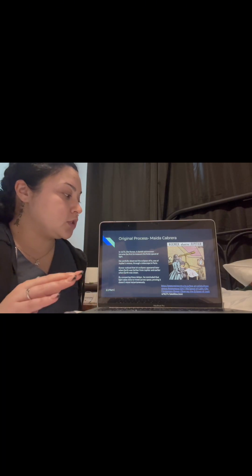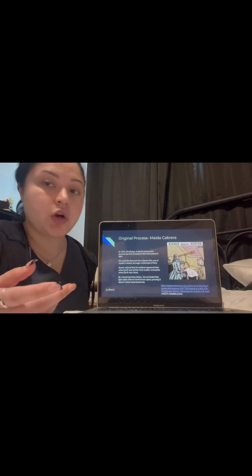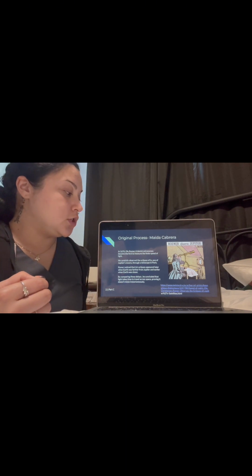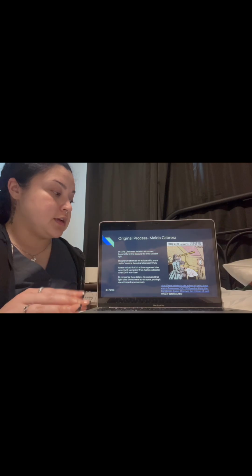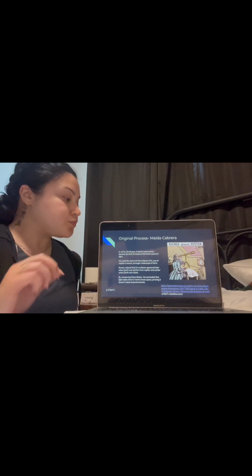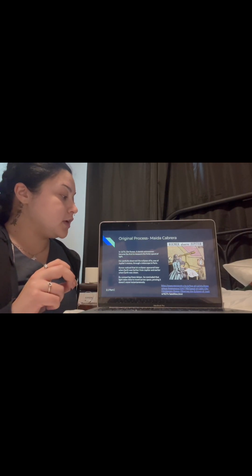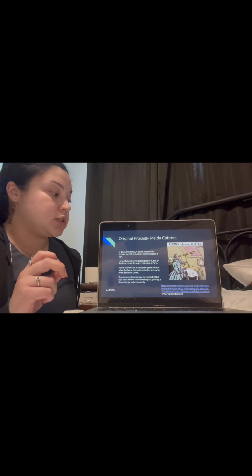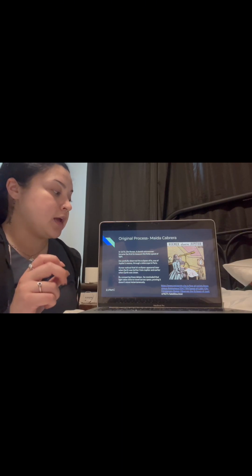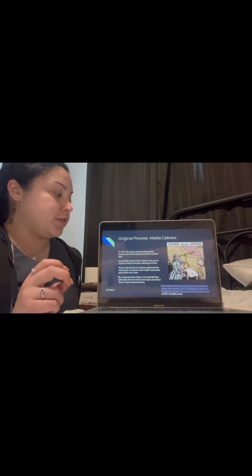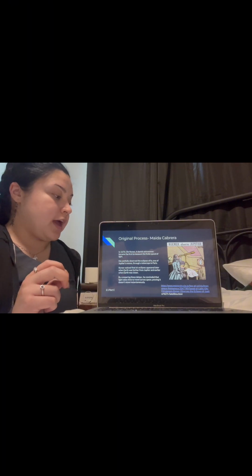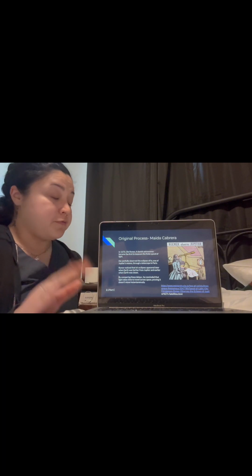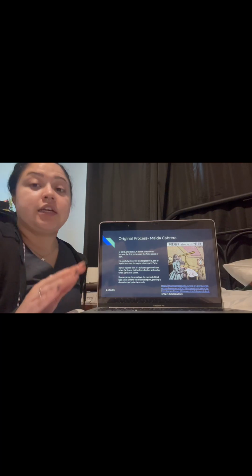The original process. Ole Romer, a Danish astronomer, was the first to measure the finite speed of light in 1676 by observing Io's eclipses through a telescope. He noticed timing differences depending on Earth's distance from Jupiter. From these delays, he proved that light travels at a finite speed, not instantaneously.